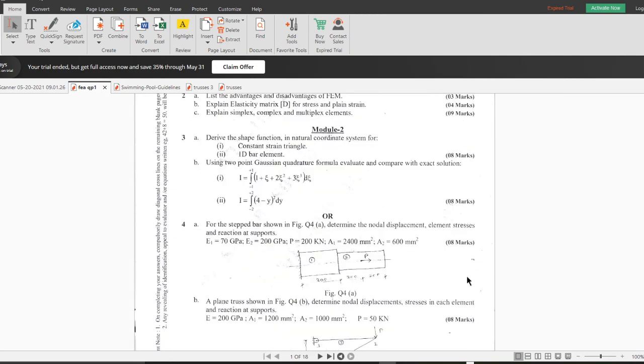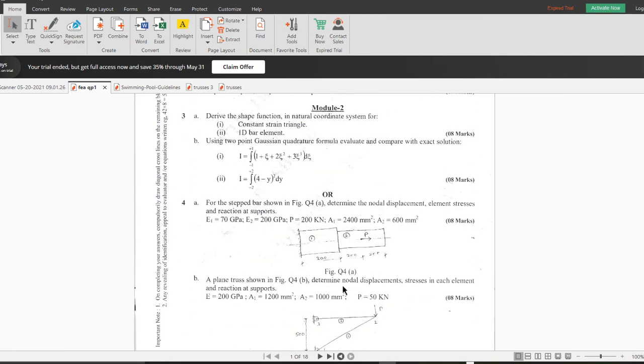The truss problem and bar problem are equal. See, in this question both are given. That's why you have to practice all the problems well, and the theory too. We have not completed the full module; we have covered almost 70% of it. The remaining 30% is strain: constant strain triangles, CST, and derivation of the shape function for that. Gaussian natural formula, all those things come in the remaining 30%.